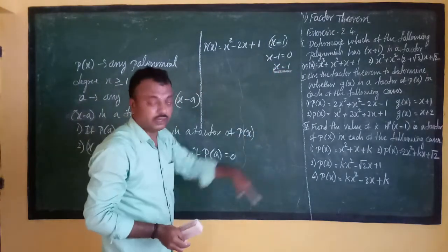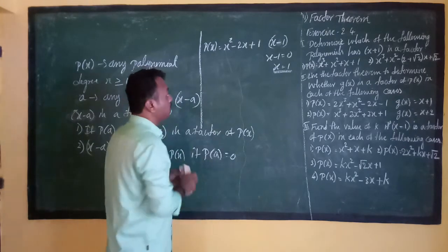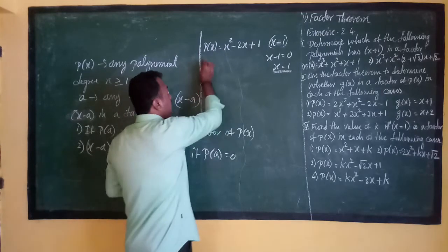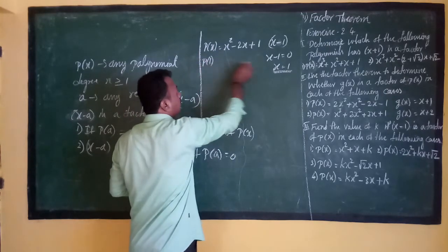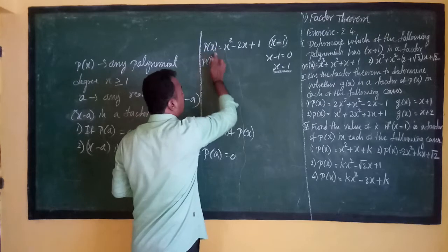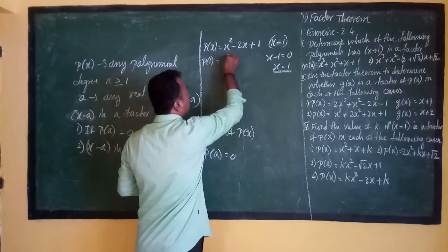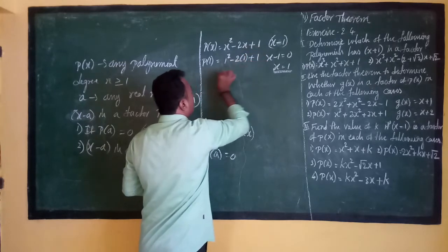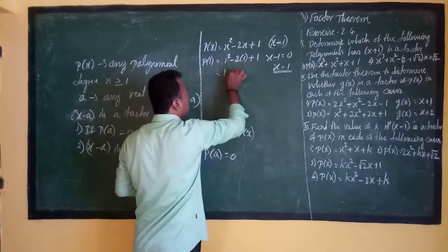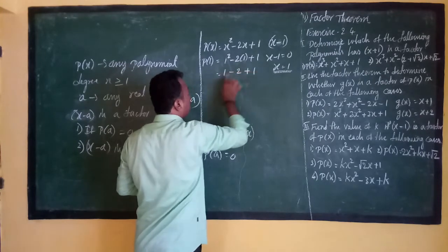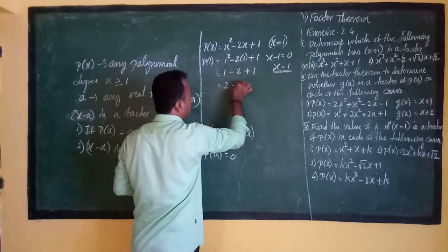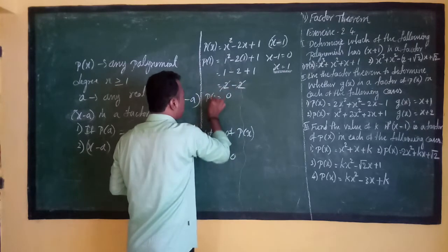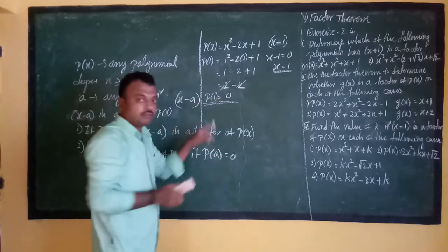Minus 1, if it goes to the RHS, becomes plus 1. This value we have to substitute in p of x. Okay students? Yes, p of 1, this value I will substitute here. P of 1 is equal to 1 square minus 2 into 1 plus 1. 1 square means 1, minus 2 ones are 2, plus 1. Plus 1 plus 1 plus 2 minus 2 as it is. So plus 2 minus 2 get cancelled, remaining 0. So therefore p of 1 becomes 0.